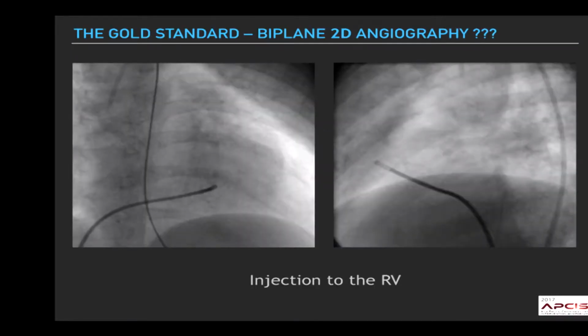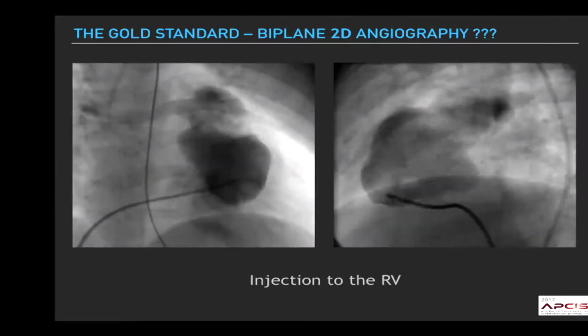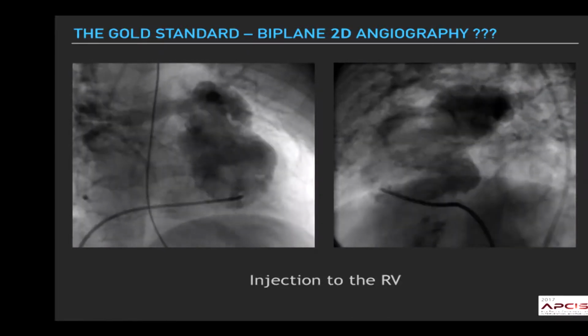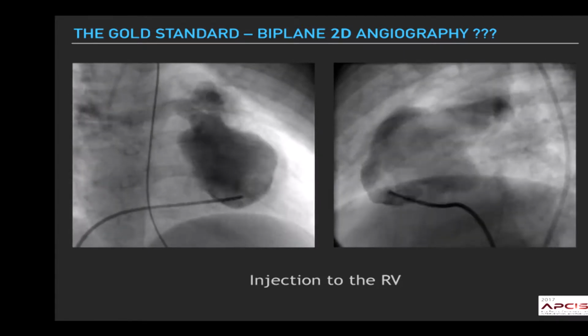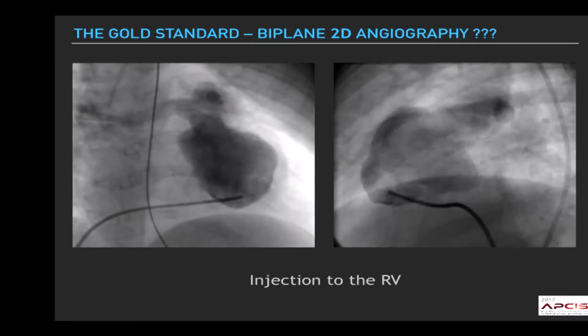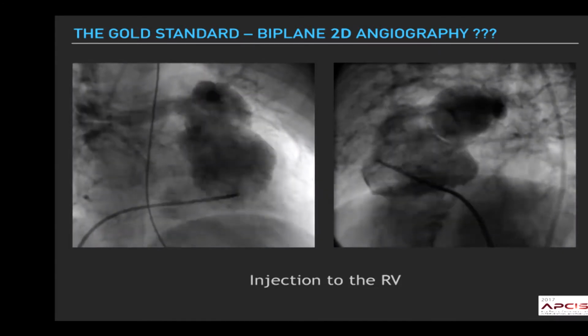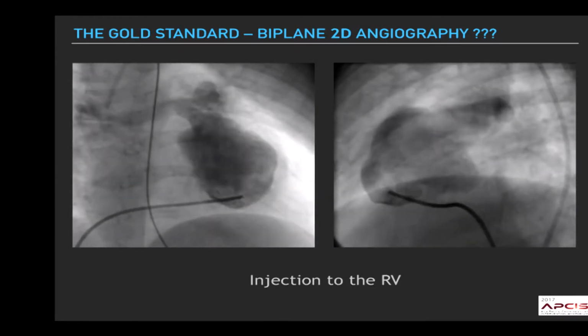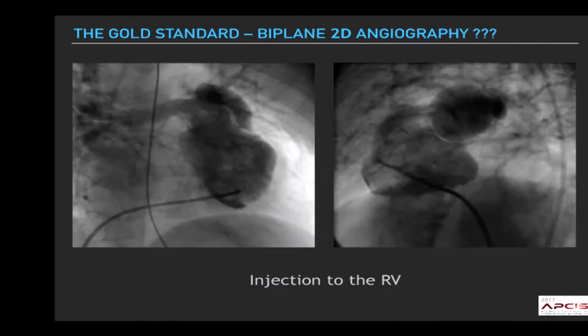So let me show you an example of that gold standard. Here you can see angiography, contrast injection to the right ventricle, AP and lateral projection. So you can already see that there are some issues in it with the dilated outflow tract and stenotic pulmonary arteries or hypoplastic pulmonary arteries.